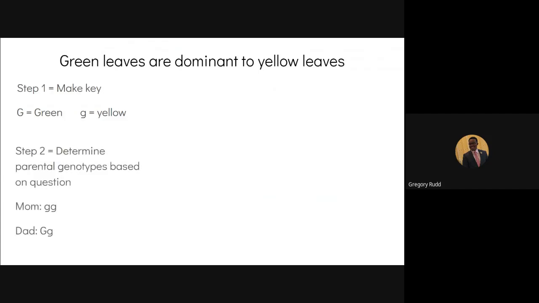Made our key. In this case, we're being told that the parental genotypes are as follows. Mom has, well, you all tell me, what kind of genotype is this? Is it homozygous dominant? Is it heterozygous? Homozygous recessive. Excellent. And then what about dad? What is his genotype? Heterozygous. Yep, dad's genotype is heterozygous.